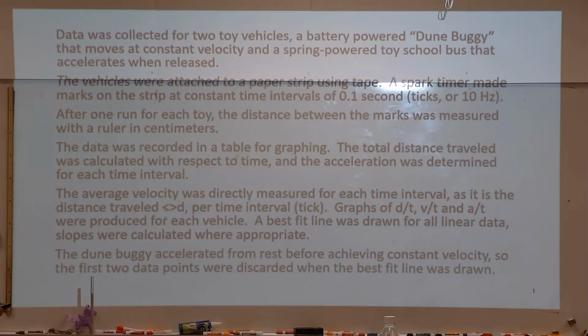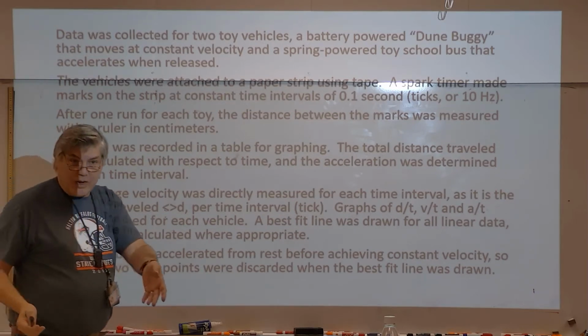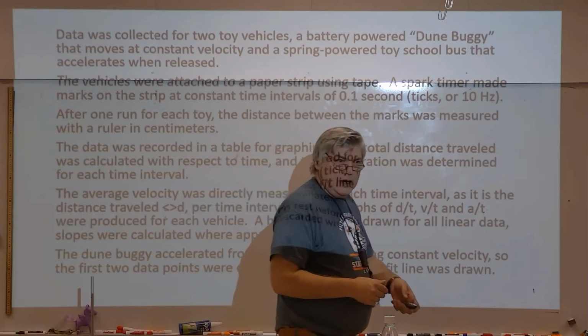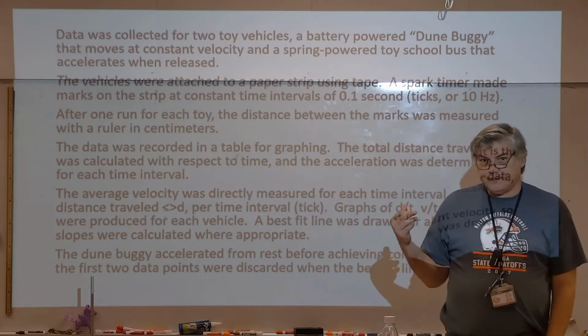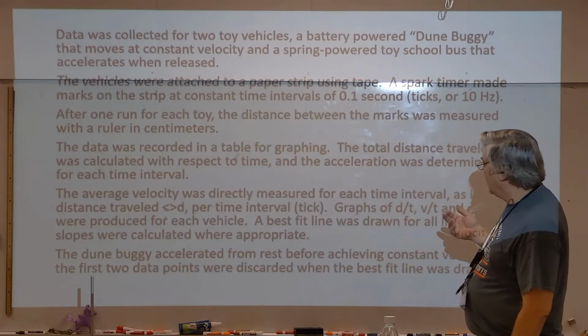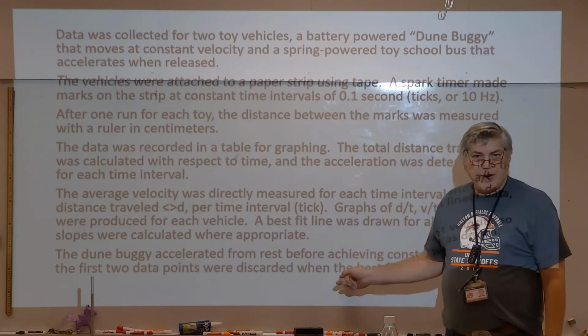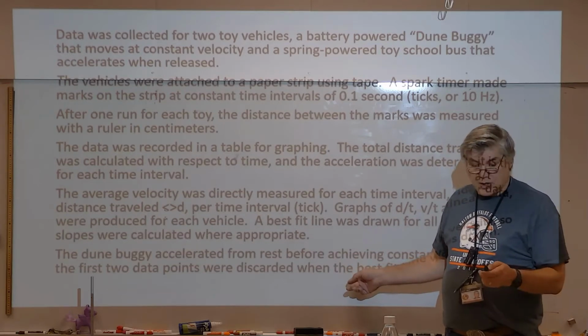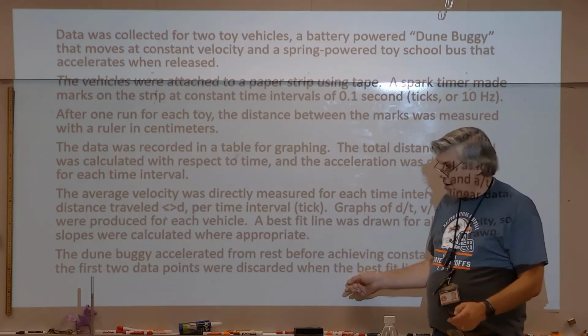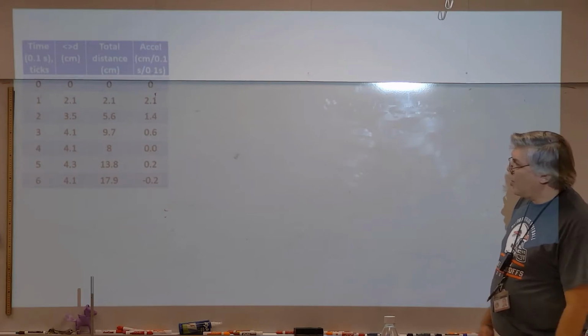And lastly, the dune buggy accelerated from rest before achieving constant velocity. So the first 2 data points were discarded when the best fit line was drawn. 2 data points, my 2 data points, maybe not your 2 data points. I just made up some data, which I'm going to show you in just a second. And I made up data that I'm going to have to not include in my slope. All right. Okay, so here's some data that I made up.